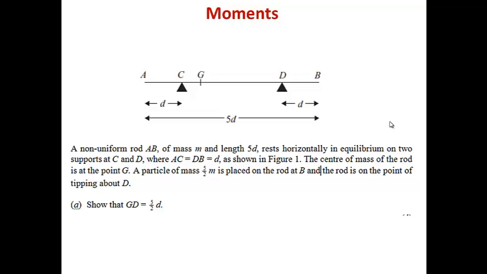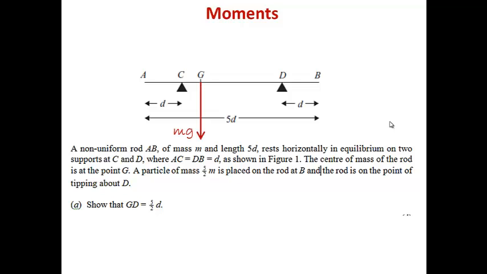Notice, because it is a non-uniform rod, the centre of mass isn't at the midpoint of AB, it's rather at the point G. Then we're told a particle of mass 5 over 2 m is placed on the rod at B, and the rod is on the point of tipping about D. We've got to show that GD equals 5 over 2 d.